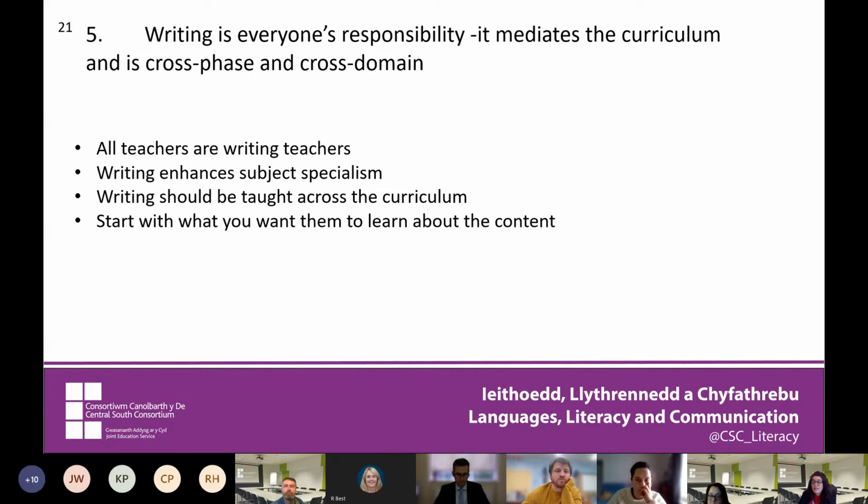Principle 5, writing is everyone's responsibility. It mediates the curriculum and is cross-phase, cross-domain. Linked to the previous example, all teachers are writing teachers. It doesn't take away from subject specialism. Writing instruction enhances it. Therefore, writing instruction works best if it's done across the curriculum.